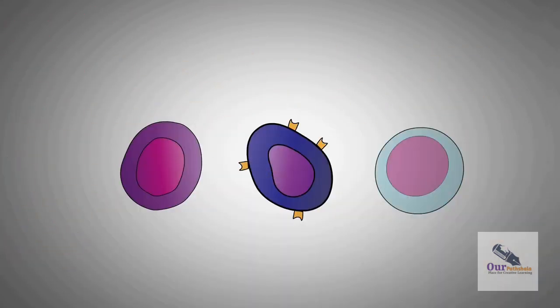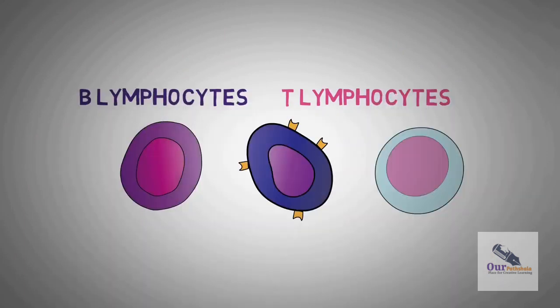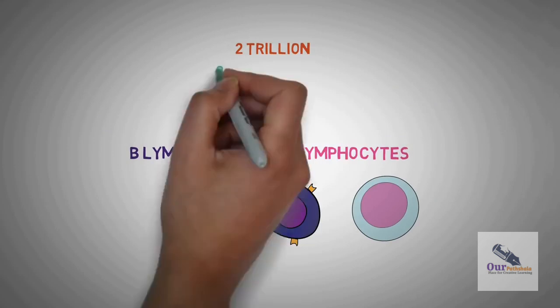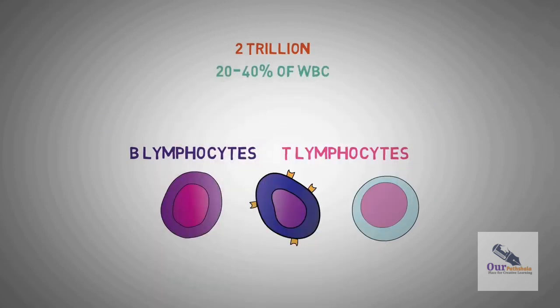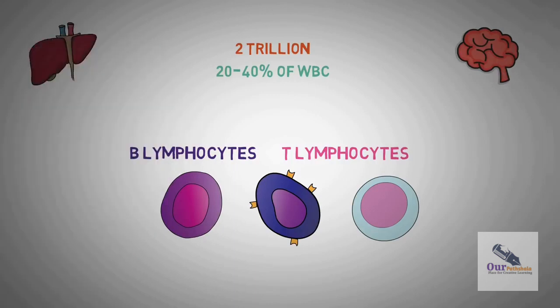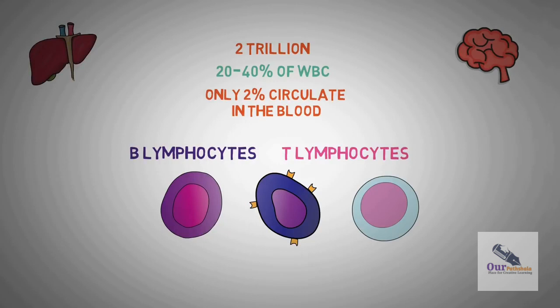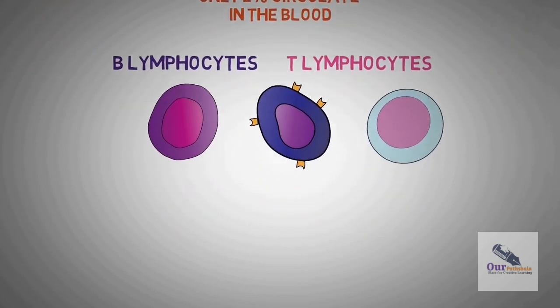The cells of the acquired immune system are the T lymphocytes and the B lymphocytes. Lymphocytes are a subset of leukocytes, meaning they are also types of white blood cells. B cells and T cells are the major types of lymphocytes. The human body has about 2 trillion lymphocytes, constituting 20 to 40% of the WBCs. Their total mass is about the same as a brain or a liver. The peripheral blood contains 2% circulating lymphocytes. The rest of them move within the tissue spaces and the lymphatic system.